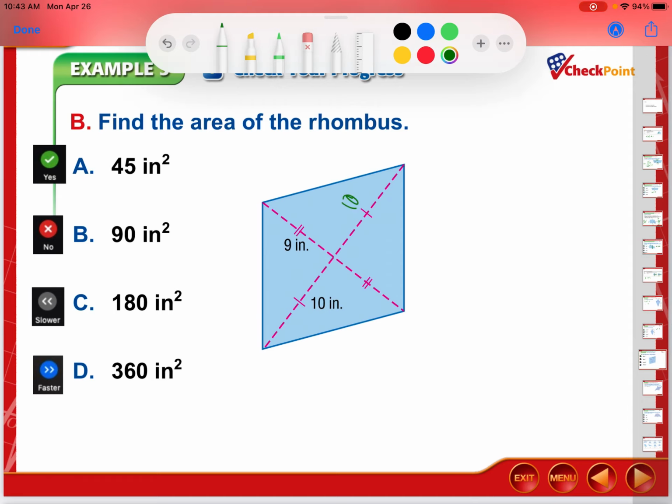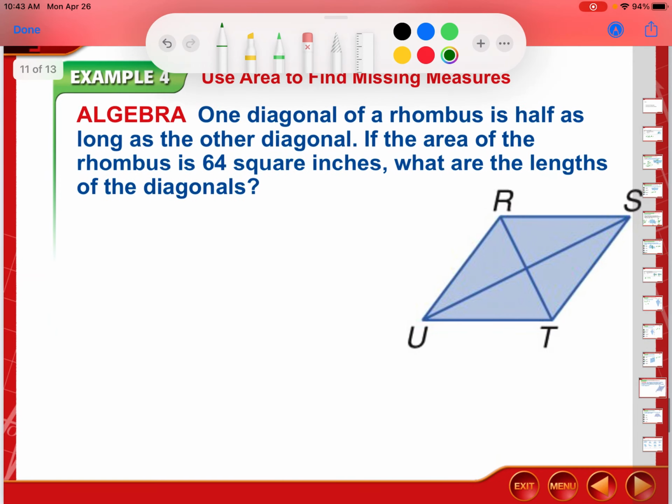So these are equal segments, so be careful of that because they will try to trick you. So for this, we would do 1/2 times 18, because 9 plus 9 is 18, times 20, because 10 plus 10 is 20. So that should be 180 inches squared, I believe. Yep, delightful.